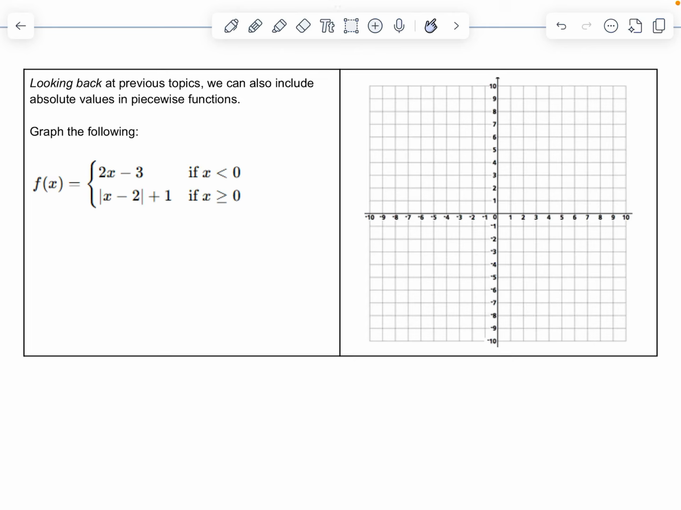Next out of the 2.6 notes, again, we're trying to combine what we've learned previously with what we're learning currently, taking a look at those piecewise functions and how absolute values kind of fit in, both writing an absolute value as piecewise, but now also including absolute values in piecewise functions.